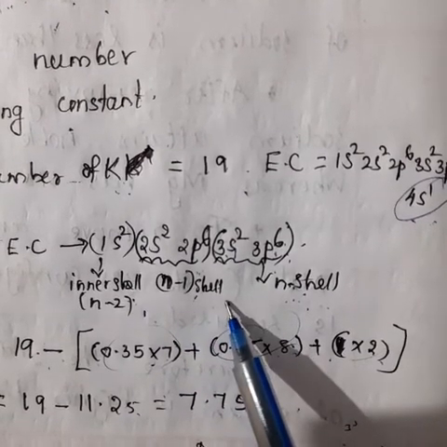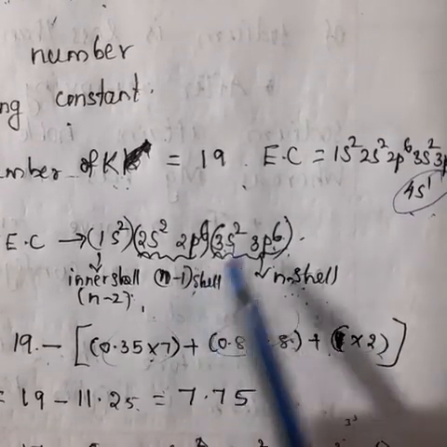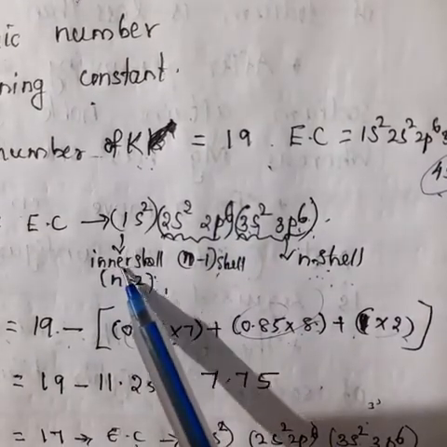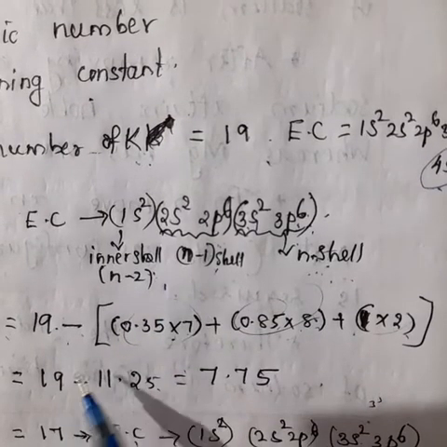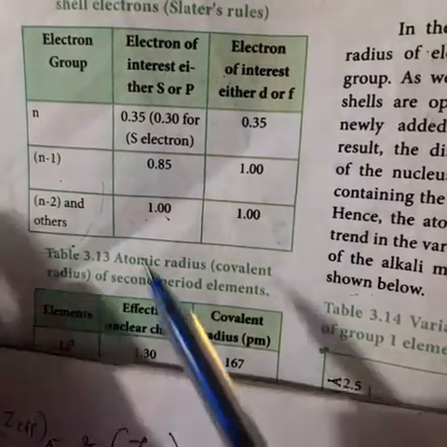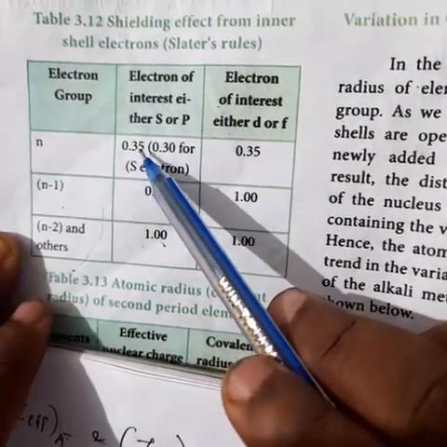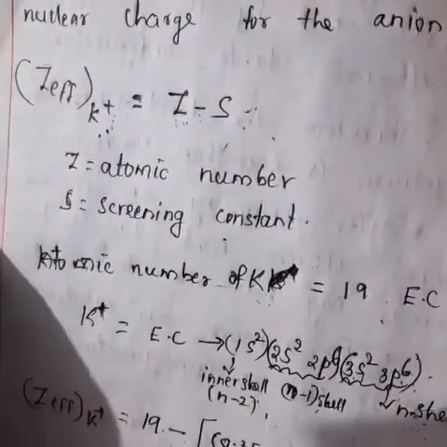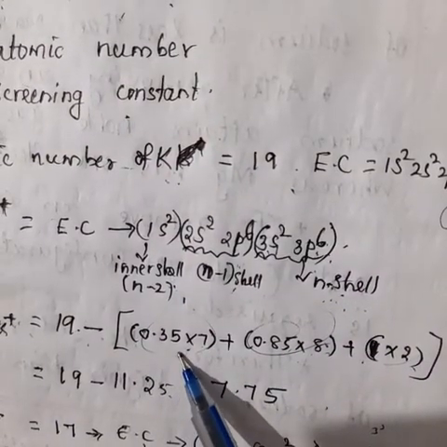This is the n shell, this is n minus 1, one before the last orbit. The n minus 1 shell. And the remaining one is the inner shell, that is also the n minus 2 shell. So here, what is the value for the n shell? 0.35. So for the last orbit, n value is 0.35. Understood?